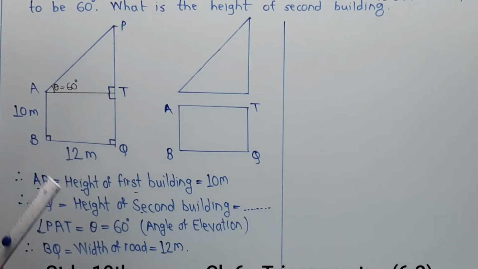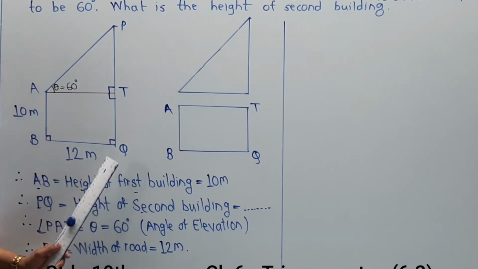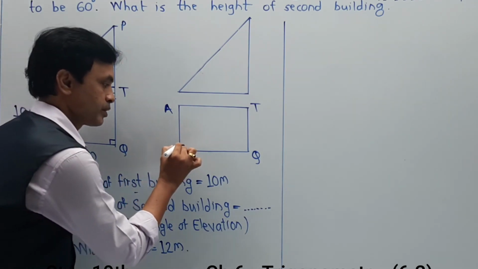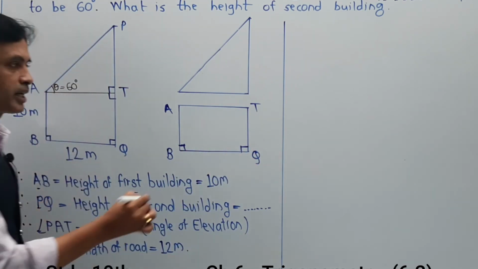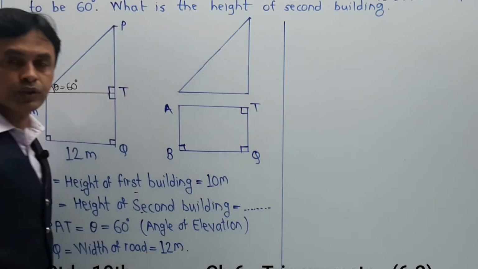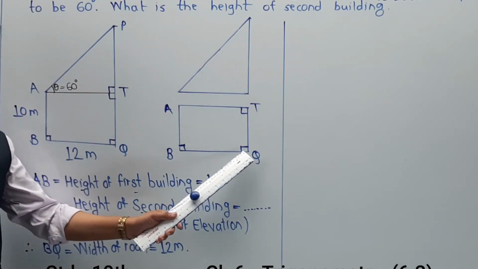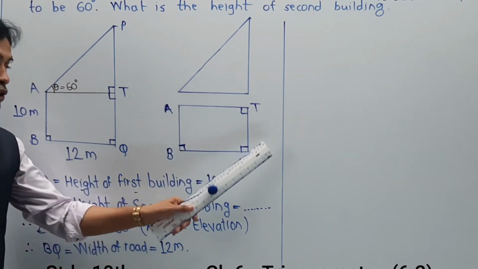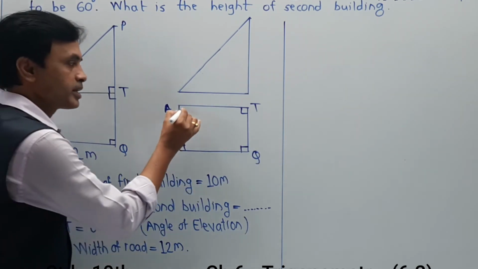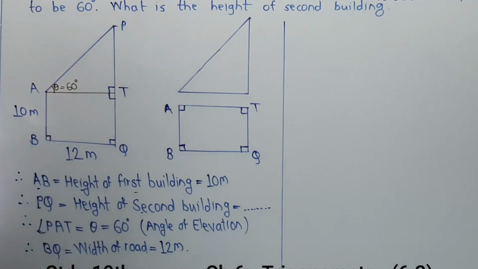Now the first step of understanding. B is 90, Q is 90. Also this angle T is also 90. So if the first angle is 90, second angle is 90, third angle is 90, automatically the fourth angle will be 90. Logically you can say that this diagram is a rectangle for you.